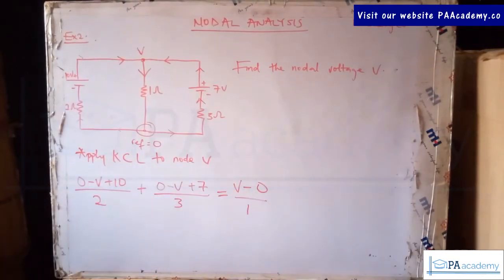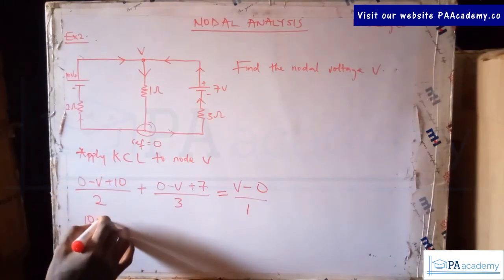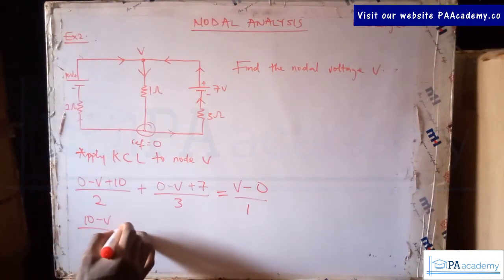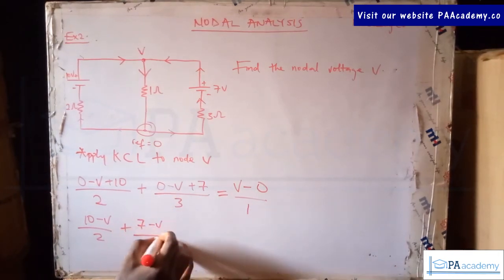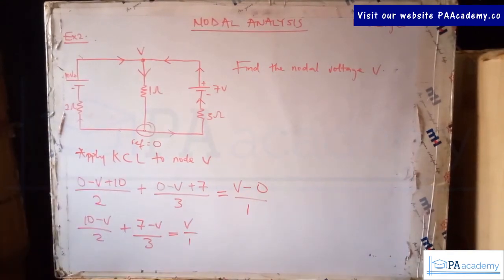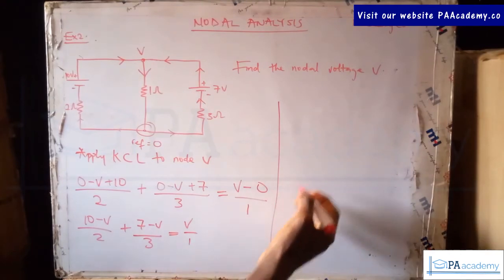So now let me just make this much neater. This that we are having here, we can rewrite as 10 minus V divided by 2. Naturally, I can just go ahead and write this, but I want to make sure that I carry everyone along. So this is then plus 7 minus V divided by 3 equals to V. You can just say V over 1.